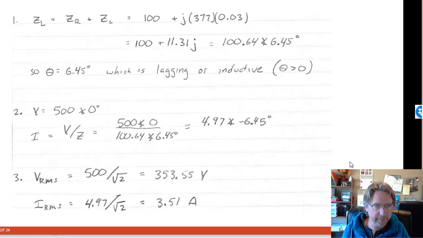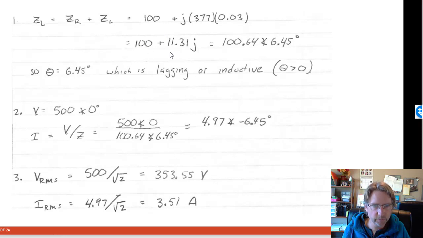All right, so here's how I did it. First, finding the total impedance of the load, as opposed to the impedance of the inductor here. I've got two ZLs, which is really bad. But we've got ZR is 100 ohms, ZL is j omega L. It's a 0.03 Henry inductor. So 100 plus 11.31j is the total impedance of our system.